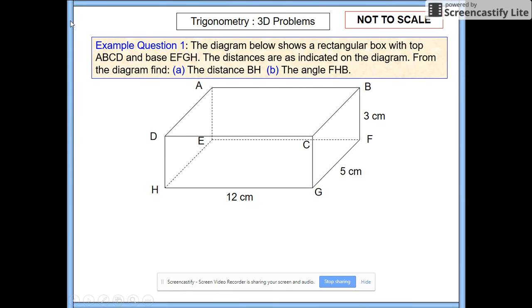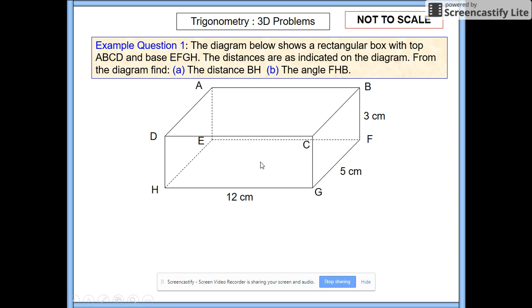All right, so now we're looking at 3D problems. In this question it says, the diagram below shows a rectangular box, and you can see it's in 3D, with the top A, B, C, D, and the base E, F, G, H. The distances are indicated on the diagram, so it's 3 centimeters high, 5 centimeters wide, 12 centimeters long.